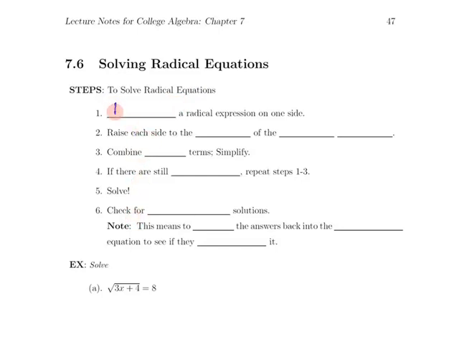The beginning step is to isolate a radical expression on one side. Get the radical by itself. If there are more than one radical, choose one and get it by itself. Then raise each side to the power of the root index. If it's a square root, you're going to square both sides. If it's a cube root, you're going to cube both sides, raise both sides to the third power.